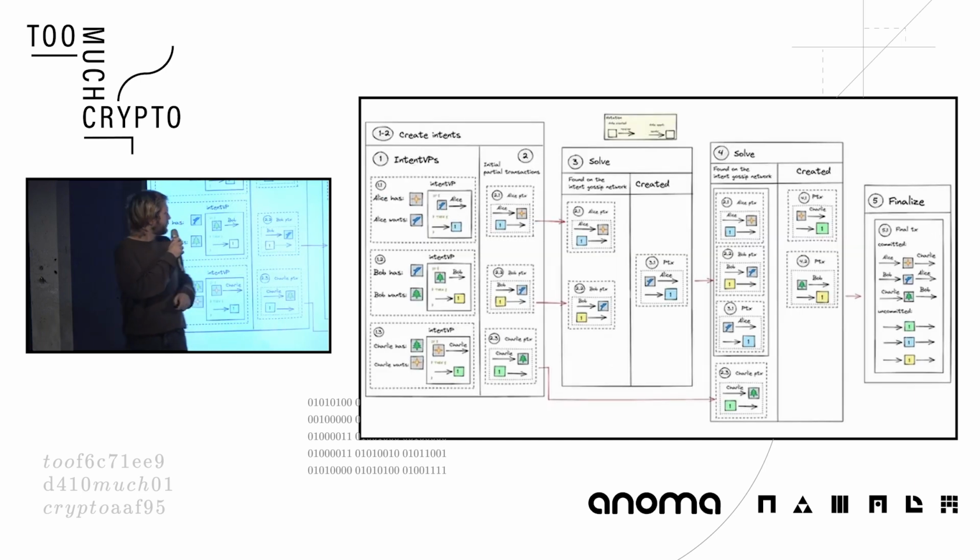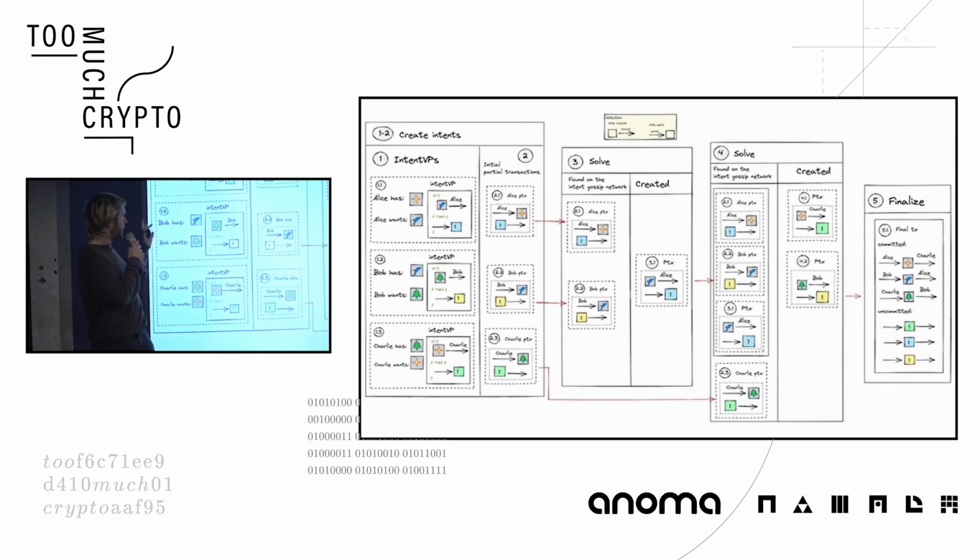So, all right, here's the really big diagram. Phase 1, create intents, intent VPs. Alice has stars, wants dolphins. Bob has dolphins, wants trees. Charlie has trees, wants stars. As you see, there's a circle here.